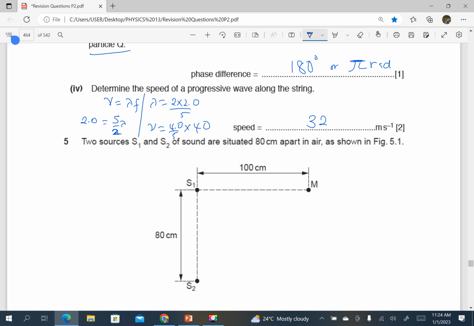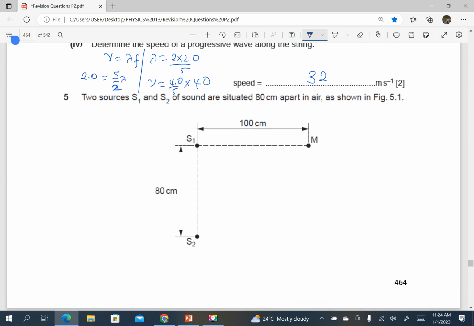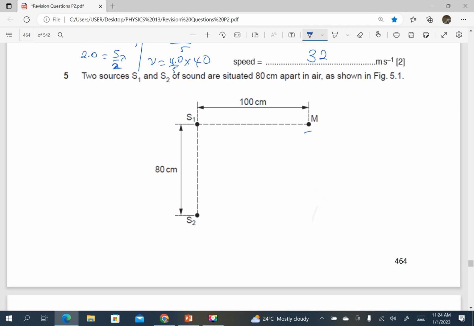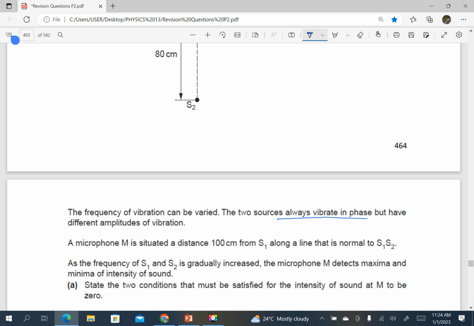Two sources S1 and S2 of sound are situated 80 centimeters apart in air, as shown in the figure here. So there are two sources, S1 and S2. Before we go any further, I think M is the position for the observer or the detector. The frequency of vibration can be varied. The two sources always vibrate in phase. Phase difference between the sources is 0. If they always vibrate in phase, they are coherent. They maintain a constant phase difference.